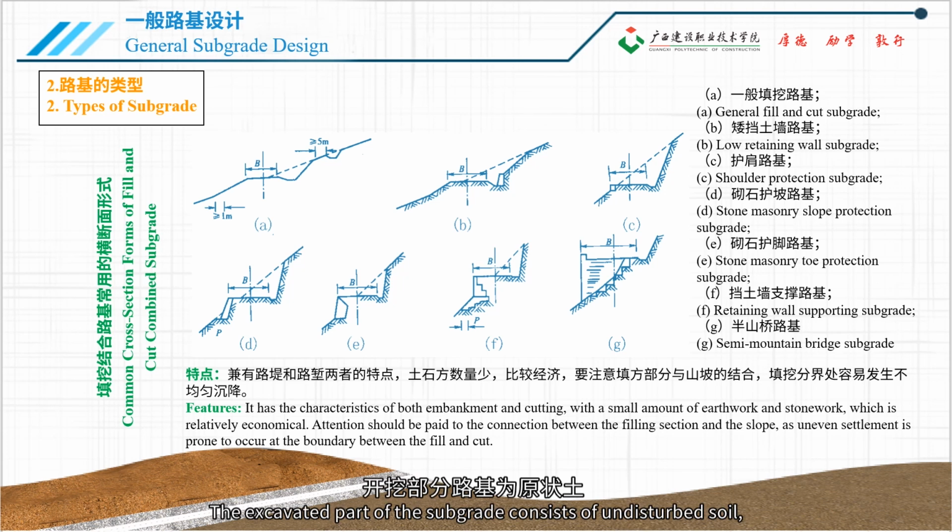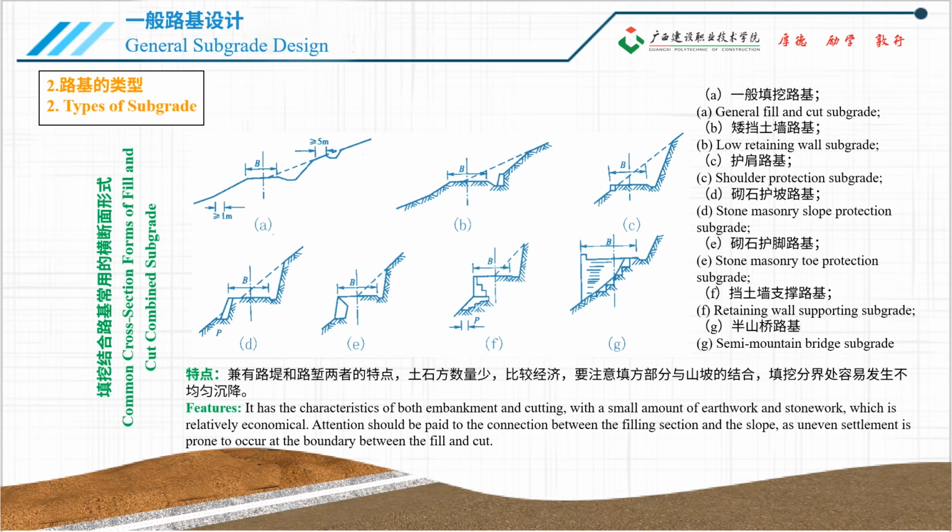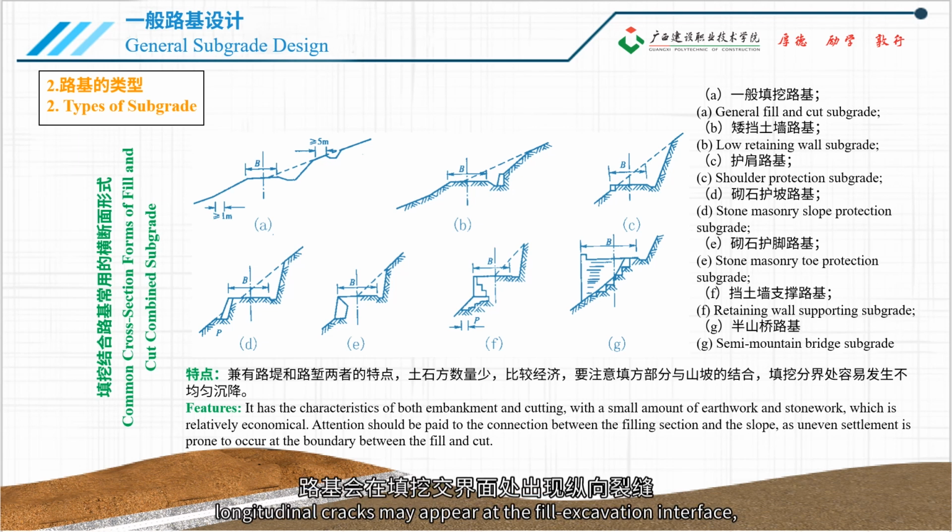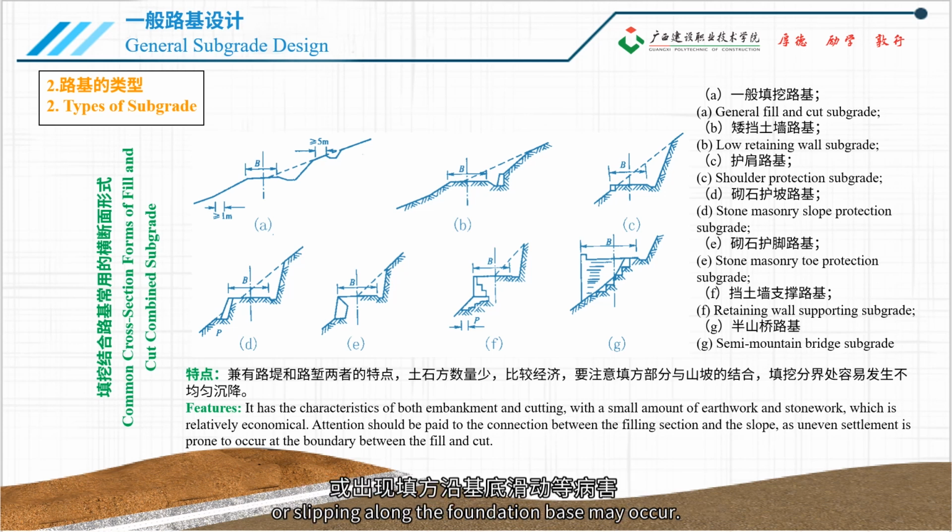The excavated part of the subgrade consists of undisturbed soil, and the filled part consists of disturbed soil, often with different compaction levels. If not handled properly, longitudinal cracks may appear at the fill excavation interface, or slipping along the foundation base may occur.